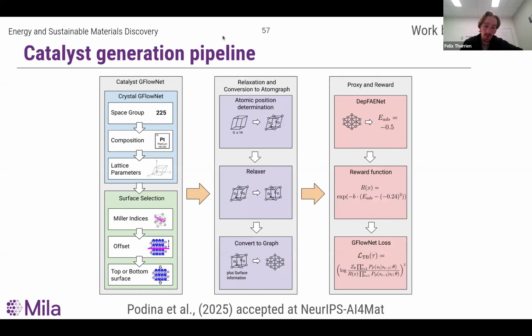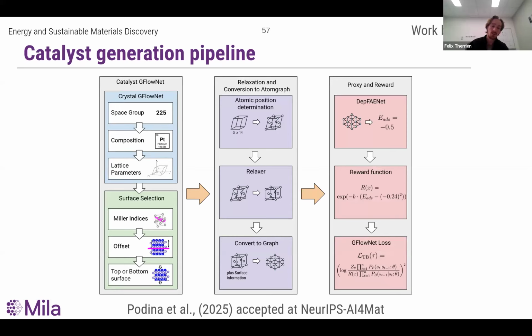So this is the whole scheme of how we generate catalysts in this project. I kind of spoiled it a little bit. The way we construct the object is what's on the left. In the column on the left, we start by choosing a space group, then choose a composition, so the formula, and then we choose the lattice parameters. That gives us a partial description of a crystal.